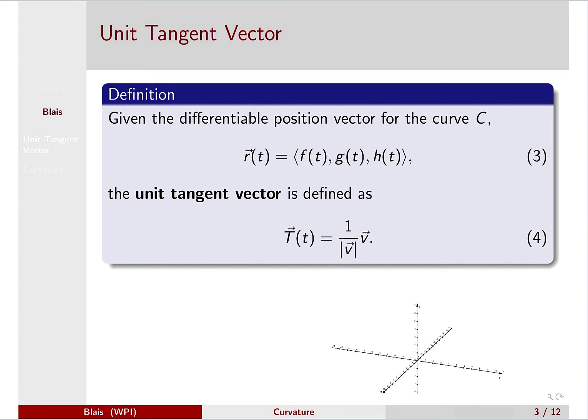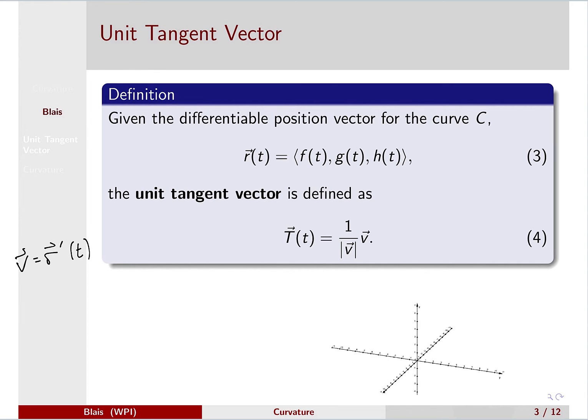We now define the unit tangent vector, and we define it as the direction of the velocity vector, which of course the velocity vector, as we just mentioned, is r prime of t.